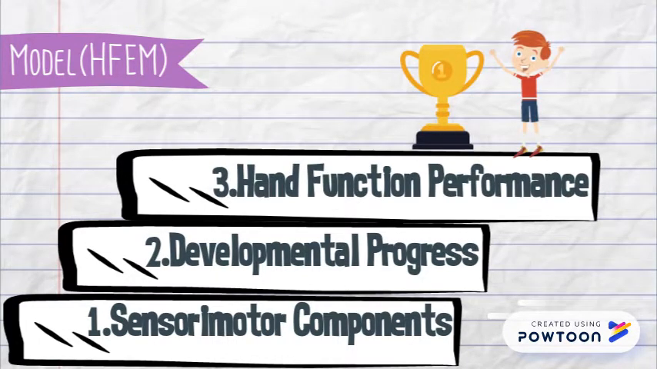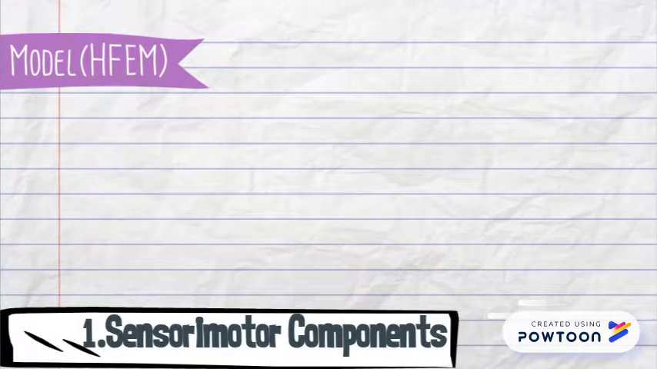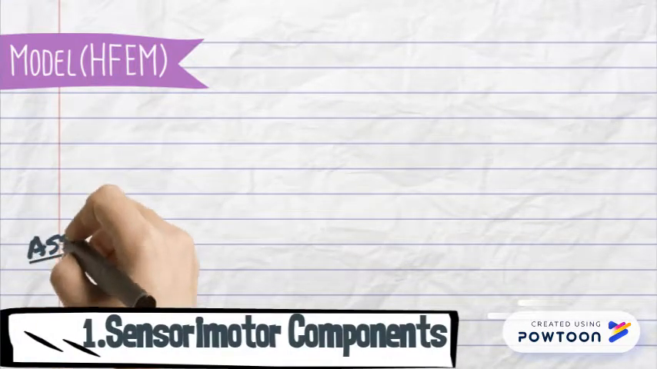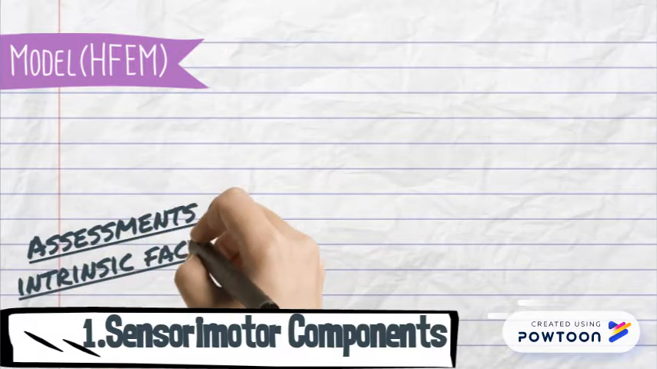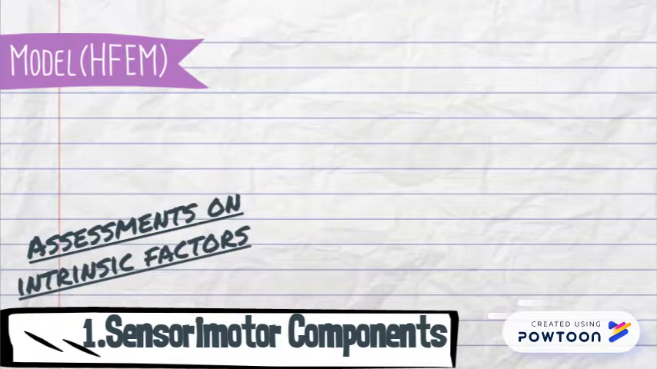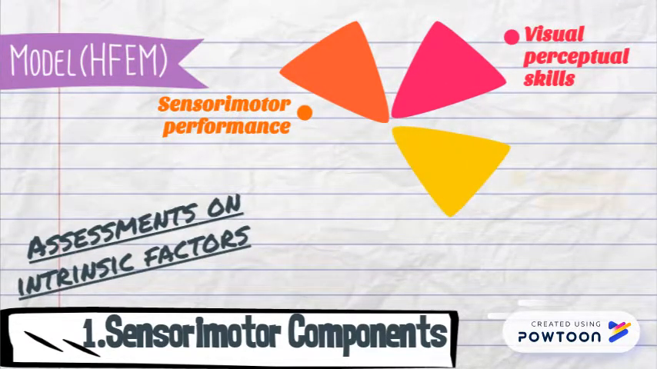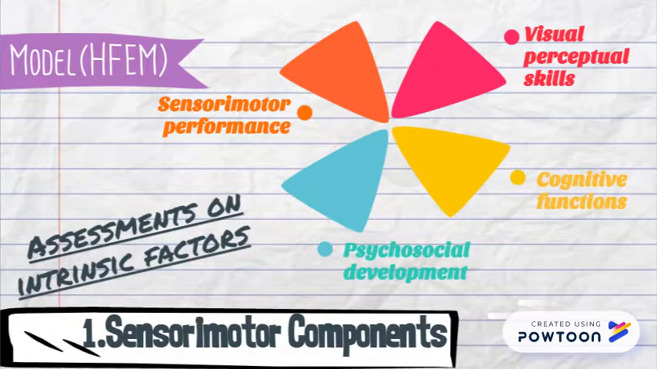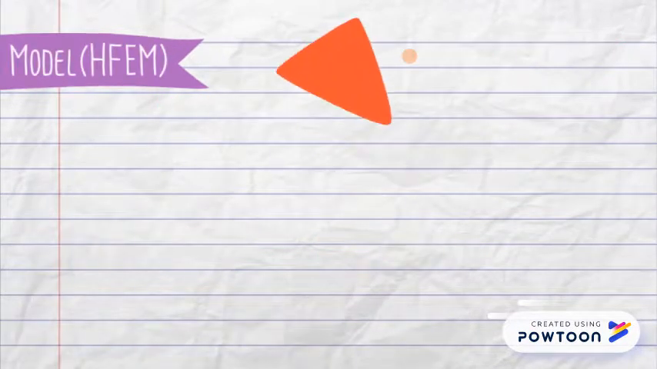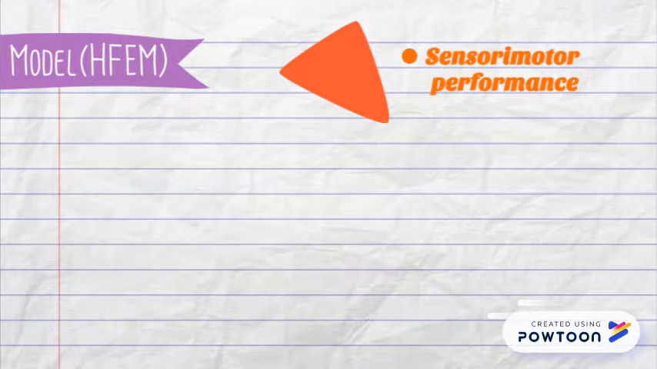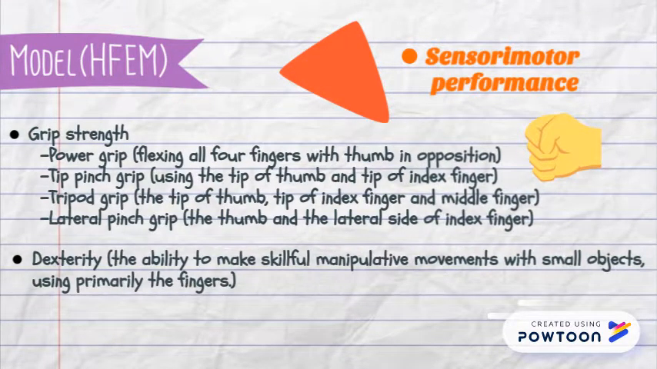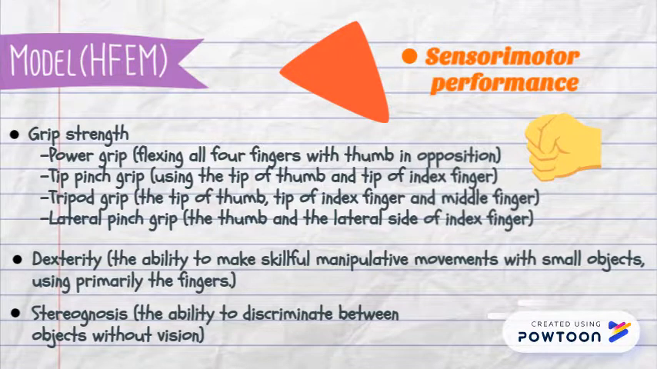The first layer, sensory motor components, suggests OTs do assessments on the intrinsic factors that a child possesses. For example, the sensory motor performance, visual perceptual skills, cognitive functions, and psychosocial development. Sensory motor performance can be subdivided into grip strength, dexterity, and stereognosis. Deficits in these areas result in sensory motor, visual perceptual, cognitive, or psychosocial dysfunction.